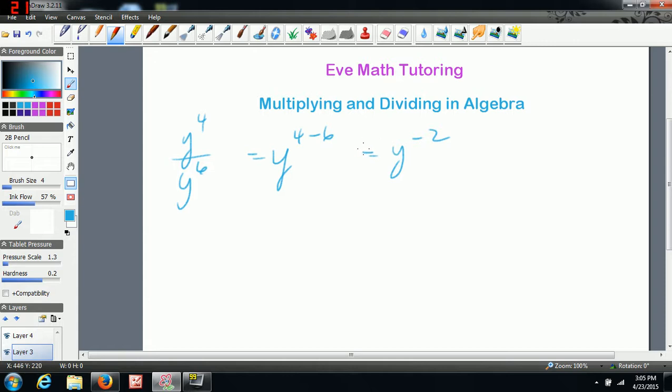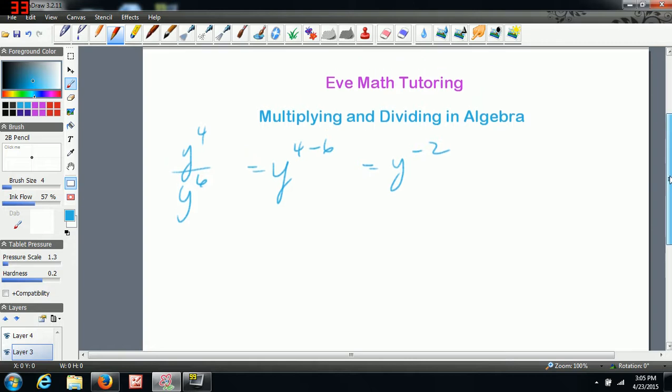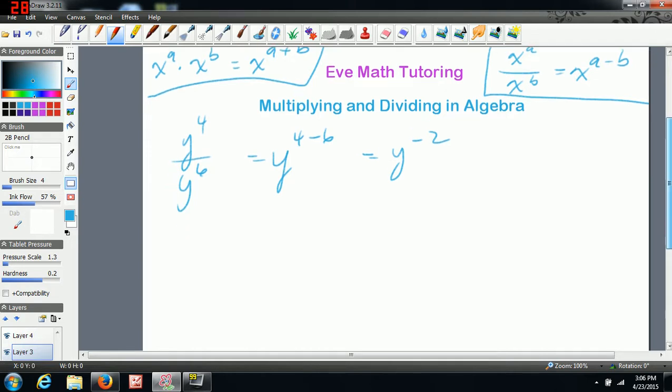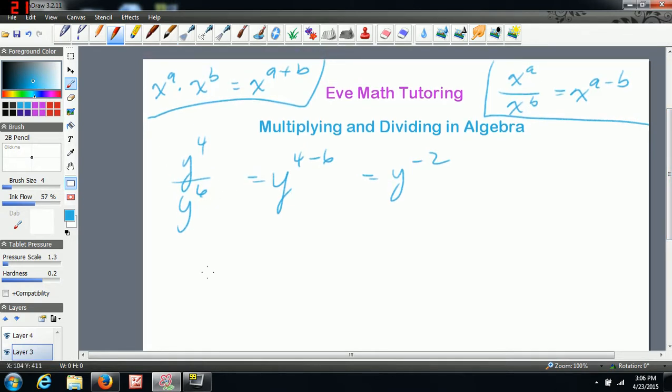You could get examples where you have more than one variable, like when you're multiplying and dividing. So let's put the general rules here first. We have x to the a times x to the b is x to the a plus b, and x to the a divided by x to the b is x to the a minus b. So let's say you have something like a squared b cubed times a to the 5 b to the 7. Say you're multiplying these two.